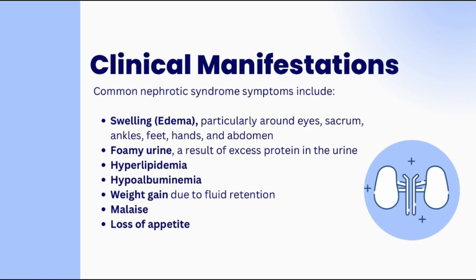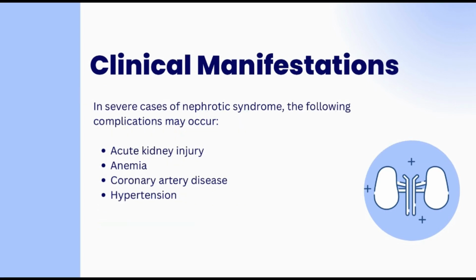The next one is the malaise and loss of appetite. In severe cases of nephrotic syndrome, some complications may occur, such as yung acute kidney injury. So in this, yung kidney natin suddenly stops functioning properly dahil sa lack of blood flow in the kidney. The next one is anemia. So sa anemia, it may occur if hindi enough yung healthy blood cells natin to carry oxygen sa body organs.